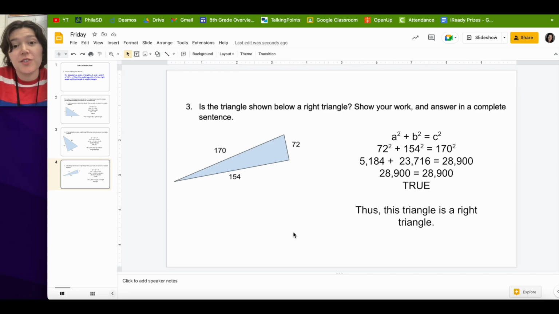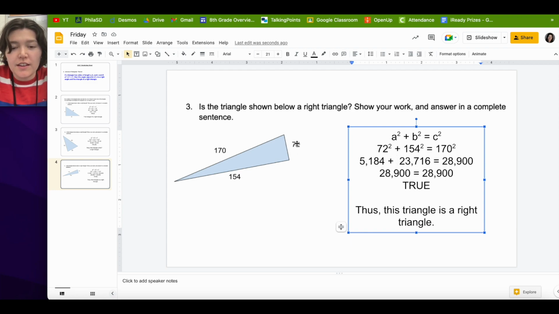All right, so you should have gotten that this was a right triangle. This is true. We substitute in 170 for c because it's the longest side. So then the legs are 72 and 154. We get 72 squared plus 154 squared. That is 28,900, which is what 170 squared is. So we get a true equation, so it's a right triangle. These do kind of look like right triangles, but again, you don't want to just trust your eye because it could be drawn not to scale. So when you're doing the practice today, make sure that you are actually doing the math to check.